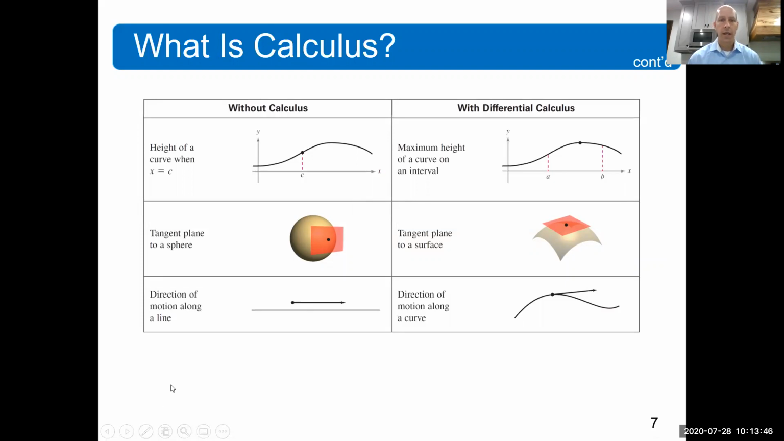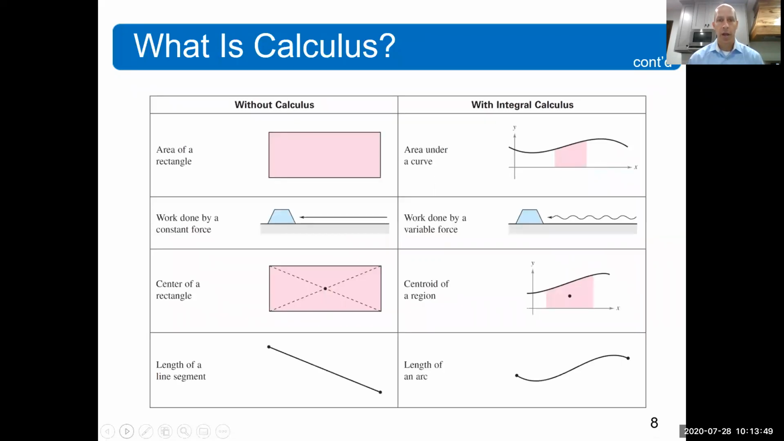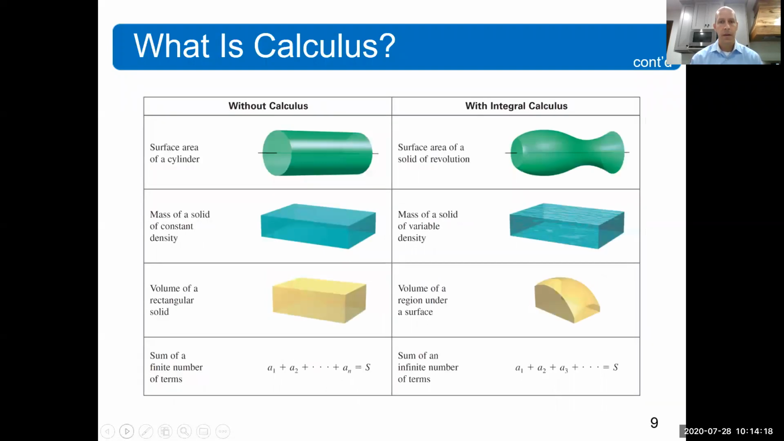One of my goals is to keep these presentations pretty short, so I'm going to move ahead here and not hit every detail. Without calculus, you'd find the area of a rectangle, length times width. With calculus, you'll be able to find the area under this curved function. An exact area here is not possible without calculus. Without calculus, you might calculate the center of a rectangle by drawing its diagonals. With calculus, you'll be able to find the centroid of a region.